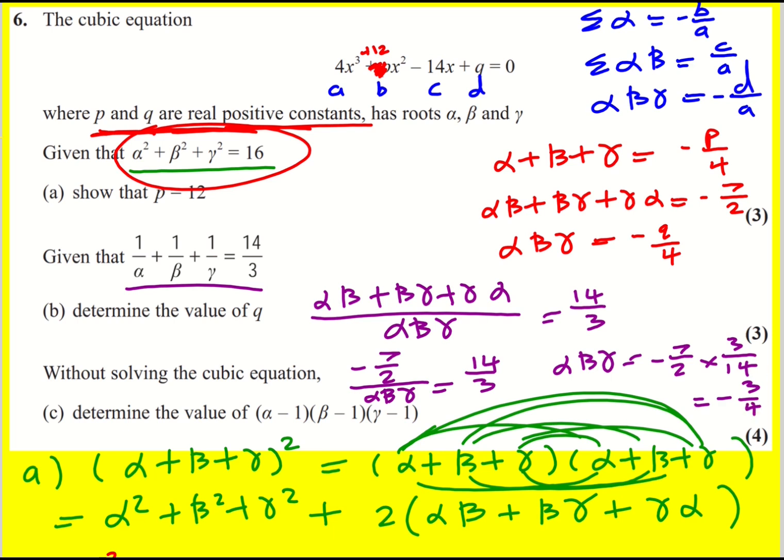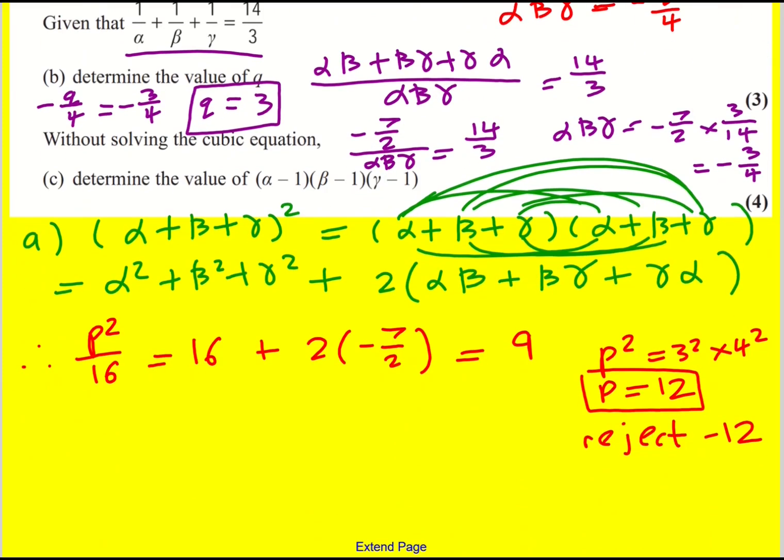So that's not a final answer. Remember, minus d over a, which became minus q over 4, is equal to minus 3 over 4. So q is equal to 3. And finally, without solving the cubic, we're asked to determine the value of alpha minus 1 times beta minus 1 times gamma minus 1.